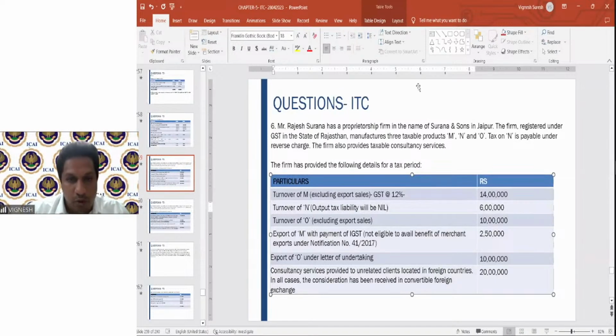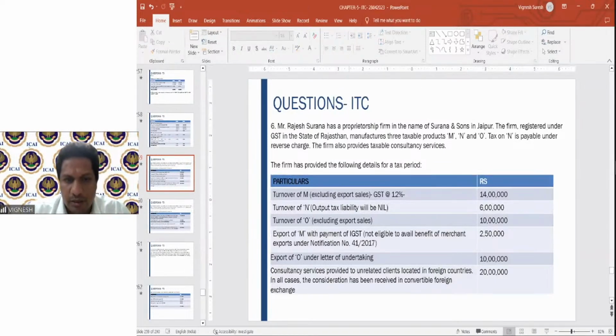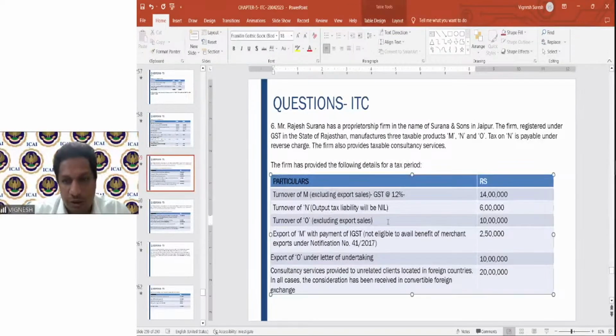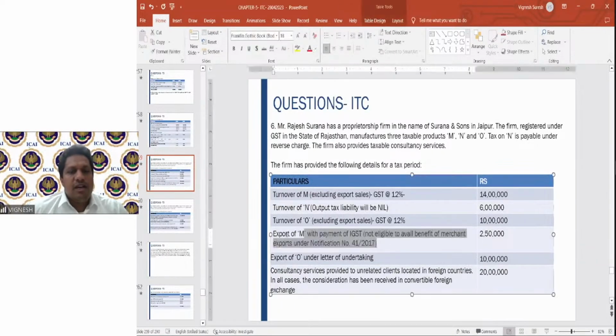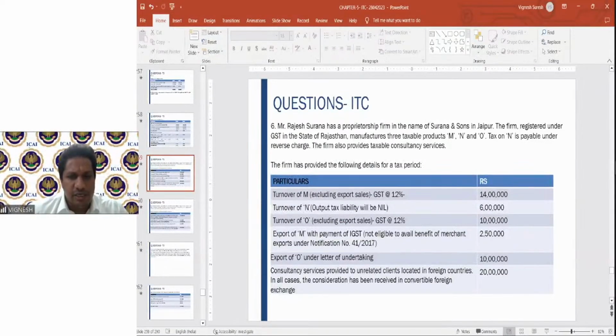Now, turnover of O excluding the export sales. This also is a taxable product. Again, GST at the rate of 12% will be applicable on this. Then export of M with the payment of IGST. Don't get confused by this notification, merchant exports and all. The moment he says with payment of IGST, straight away GST is applicable. When it is without IGST, the next point will come, under letter of undertaking. So if you are submitting a letter of undertaking, it is called LUT in short.